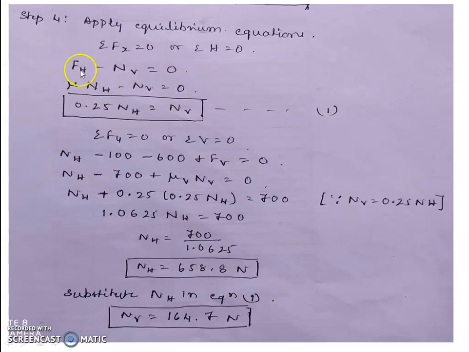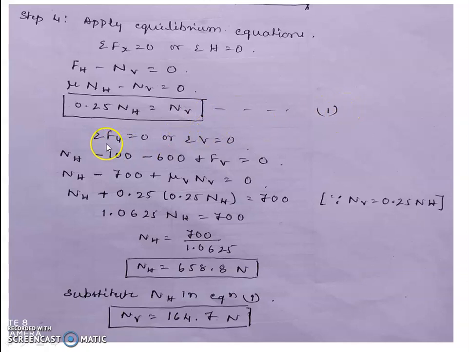For FH I substitute mu into NH. Then the equation becomes mu into NH minus NV is equal to 0. Mu is given for all contact surfaces, it is 0.25. So I substituted its value: 0.25 NH is equal to NV. I call it equation 1.